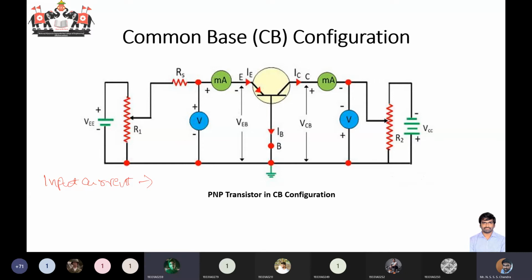What is your input current? Whether it is IE or IB or IC? Which one is your input current? IE, sir. Okay, so I am writing input current.